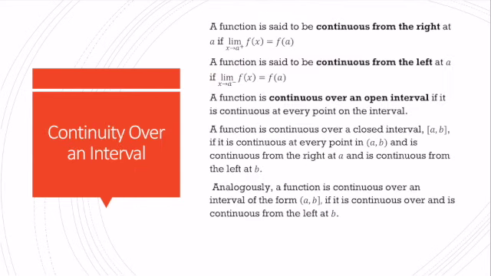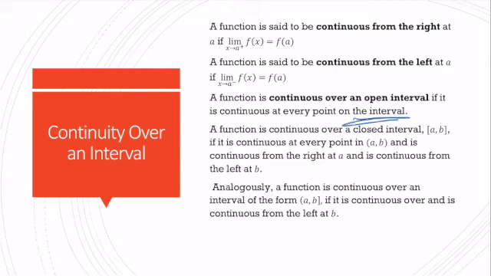A function is said to be continuous from the right if the limit as x approaches a from the right is f of a. A function is said to be continuous from the left at a if the limit as x approaches a from the left of f of x equals f of a. Okay? And a function is continuous over an interval if it is continuous at every point on the interval. A function is continuous over a closed interval if it's continuous at every single point in a and b and is continuous from the right and from the left.